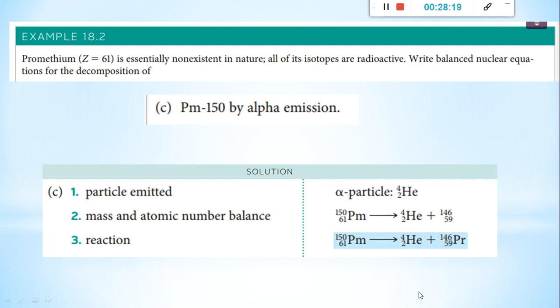Again, to sum up, as a summary, we just need to take note of the particle emitted, and then second is to balance the atomic and mass number, and then there you go, we have the reaction.